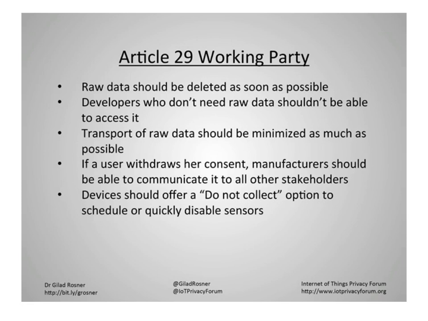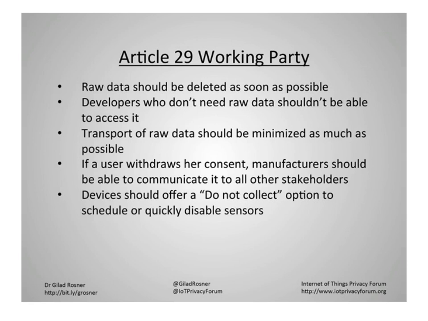Believing that organizations mainly need aggregate data, the group states that raw data should be deleted as soon as the necessary data has been extracted, and that developers who do not need raw data should be prevented from seeing it. The transport of raw data from the device should be minimized as much as possible. If a user withdraws his or her consent, device manufacturers should be able to communicate that fact with all other concerned stakeholders. IoT devices should offer a "do not collect" option to schedule or quickly disable sensors, similar to a "do not disturb" feature on mobile phones and the silencing of the chips we just discussed.